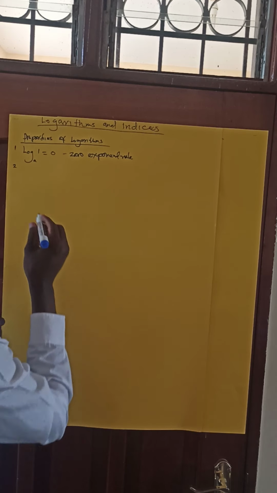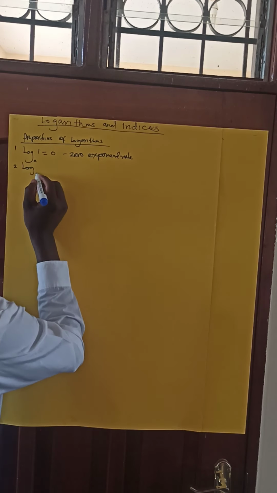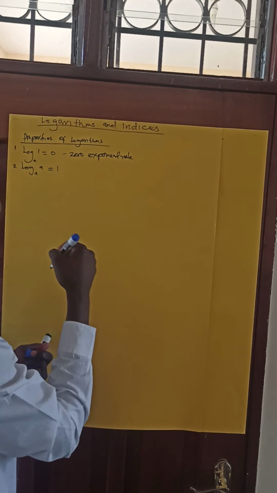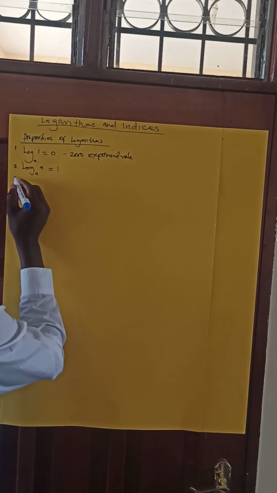Property number 2, we have log of the same base. Log a to base a will always be 1. That is property number 2.